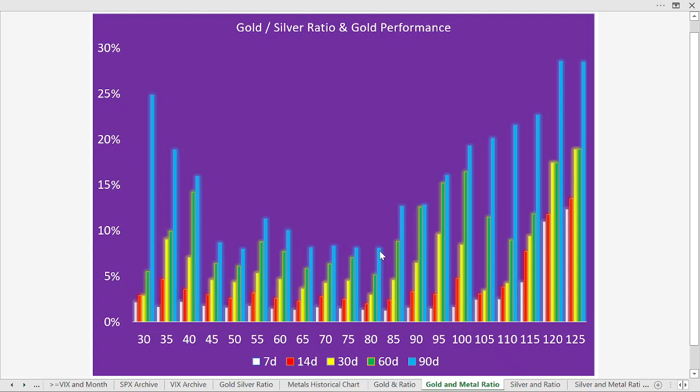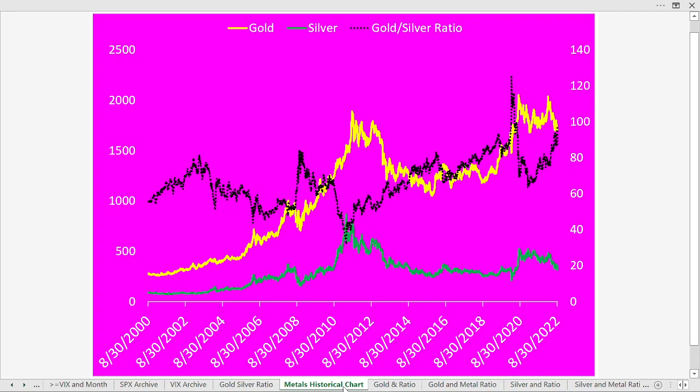Now you'll notice the histogram bars really start to go to the upside when we go above 80. It's important to mention why this is happening. During the major stock market sell-off that we saw in 2019, 2020, the gold-silver ratio broke above 80. It almost never happens that the gold-silver ratio breaks above 80. But silver very much sold off, and gold definitely outperformed silver. This is an anomaly. This is not something that normally happens.